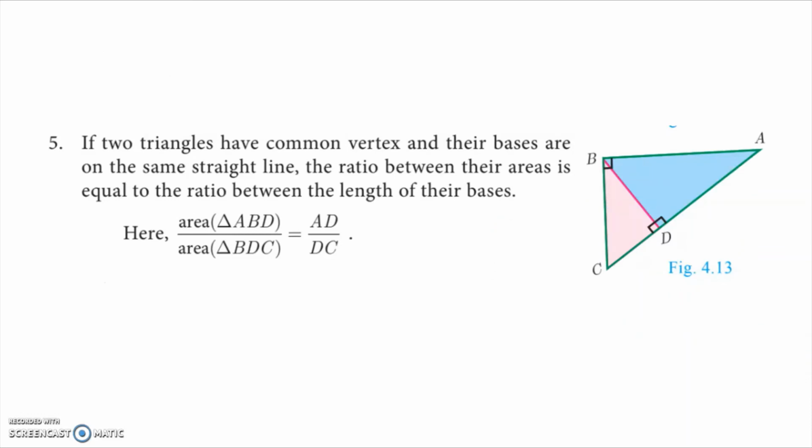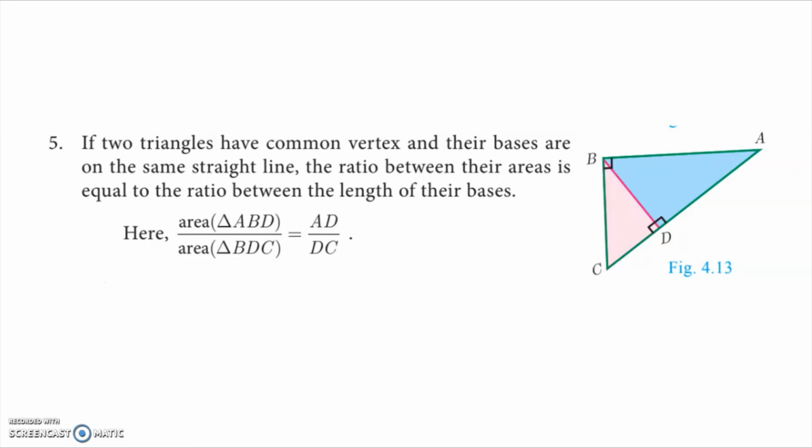Now the fifth property states that if two triangles have a common vertex and their bases on the same straight line, the ratio between the areas is equal to the ratio between the lengths of their bases. So we have to prove that the ratio between these two triangles, which is triangle BCD and triangle BDA, the ratio of their area is equal to the ratio of the base, which is AD over DC.